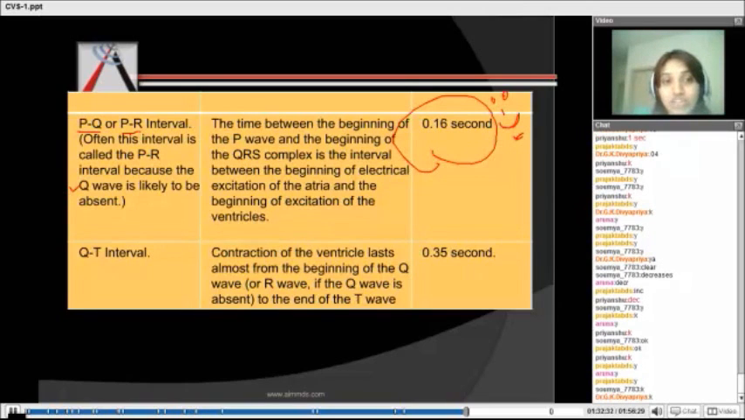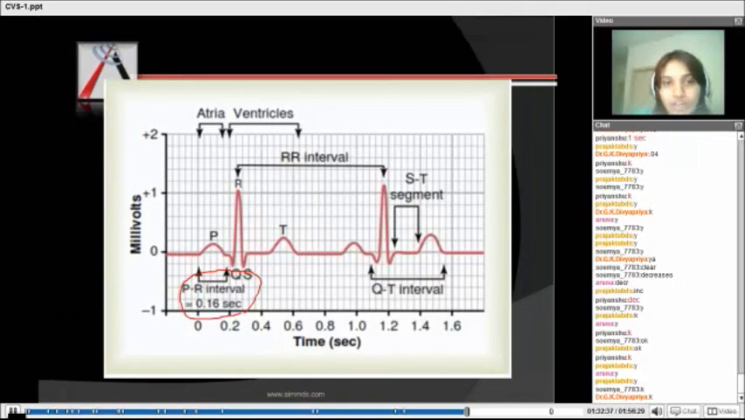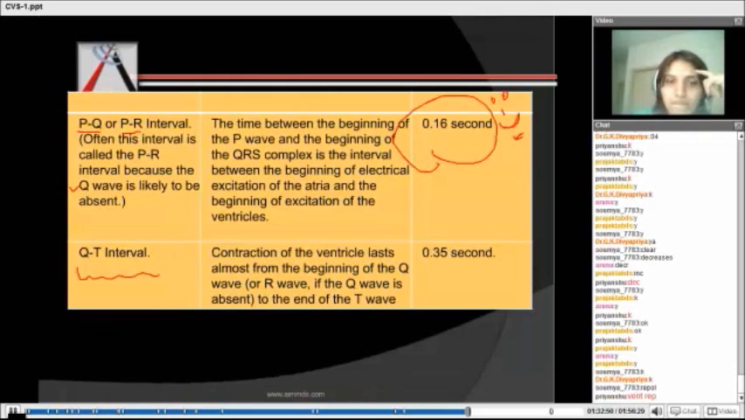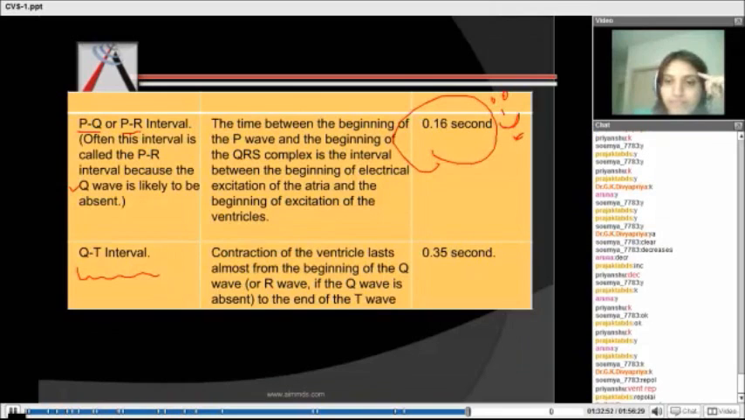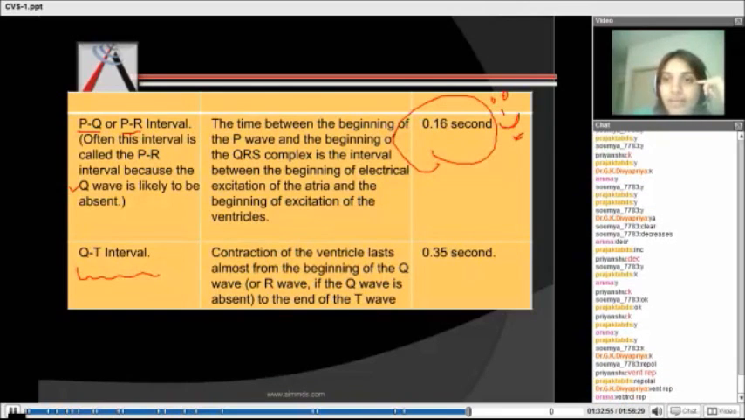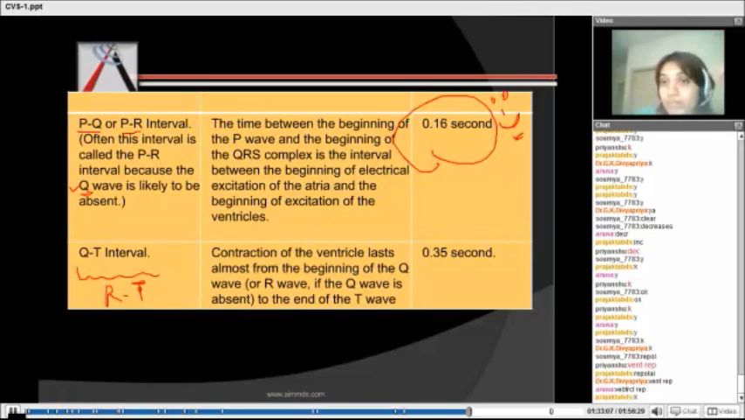Okay? Now let's talk about the QT interval. Now when we say QT interval, where are we? What was the T wave? Ventricular repolarization. Okay? So the QT interval could also be given as the RT interval, so be careful, because many times the Q wave is absent. So it may be written as RT interval.